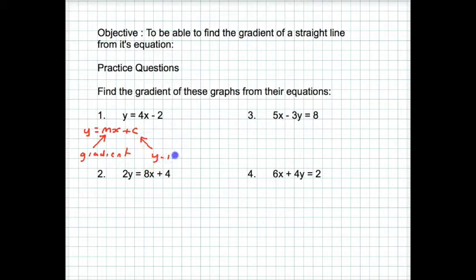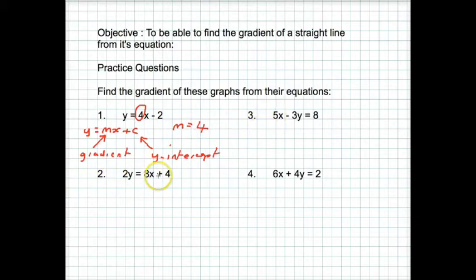We call this the y-intercept. So with this one, it's very straightforward. We know the gradient is this number here because that takes the place of the m in the equation. So the gradient of this one is just m equals 4.